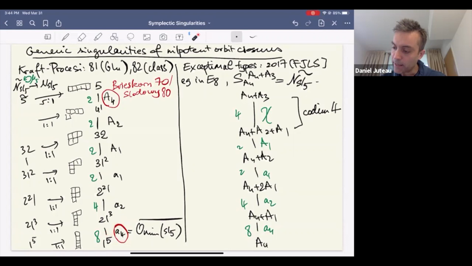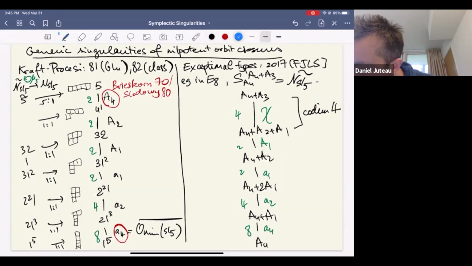And from Kraft and Procesi's results, you can describe all minimal degenerations in the full poset. So you have this Hasse diagram, you can compute all the singularities. And what's remarkable is that you can always reduce, in classical types, to those two extreme cases: either simple singularities in codimension two or minimal nilpotent orbits. And so I can explain this with the column removal rule.